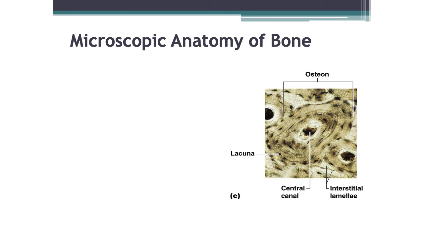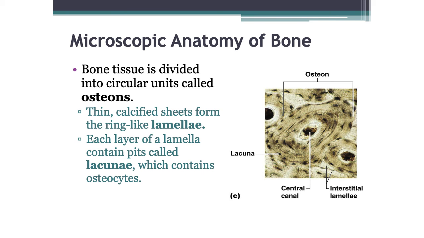So we see the microscopic anatomy of a bone. Bone tissue is divided into circular units called osteons. Thin calcified sheets form ring-like lamellae. Each layer of lamella contains pits called lacunae, which contain the osteocytes. So we see these rings of lamellae, and they contain lacunae, which contain the osteocytes, which are used to form new bone.